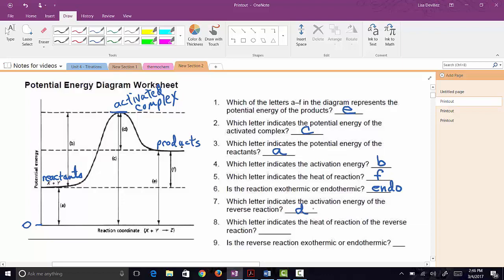And then it says which letter indicates the heat of reaction of the reverse reaction. Okay, so that is still going to be the same because remember our enthalpy or delta H of the reverse reaction is going to have the same magnitude because it's still the difference between products and reactants. It's just that the sign would be opposite. So letter F still represents the size of that change in energy. And then in the reverse reaction, where we're starting is at a higher energy than where we end up. So that means it is exothermic.